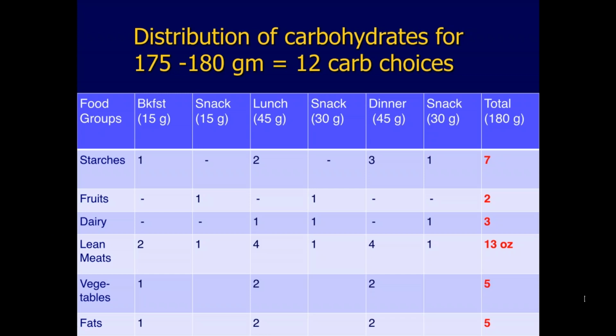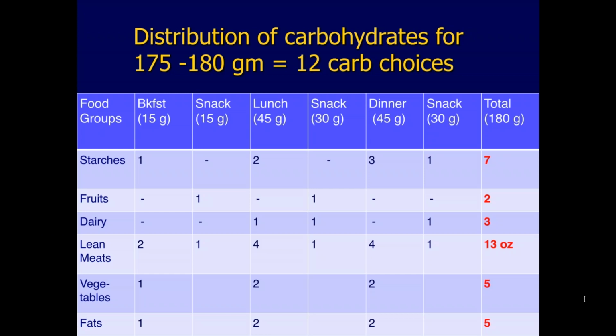So typically what I am doing in my facility, breakfast is 30. So it kind of adds up to the same thing, but the bedtime snack is about 15. Rest all is the same. So it comes to about 175 to 180 grams of carbs. And you can see how you have 12 carb choices. Meaning if you take 180 divided by 15, you get the carb choices. And starches, you can see in the red and the extreme right, the total.